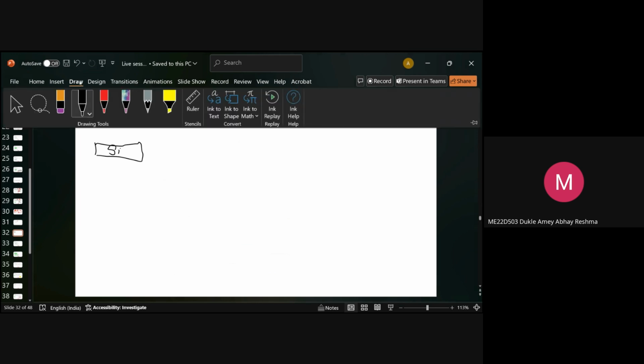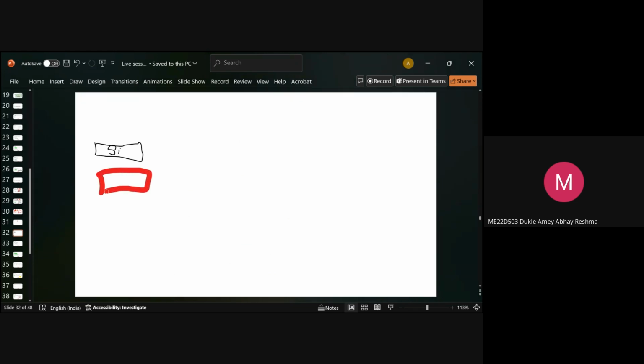So the next step will be basically they'll make a silicon wafer and they will oxidize it and get this SiO2 layer. This is SiO2 layer.